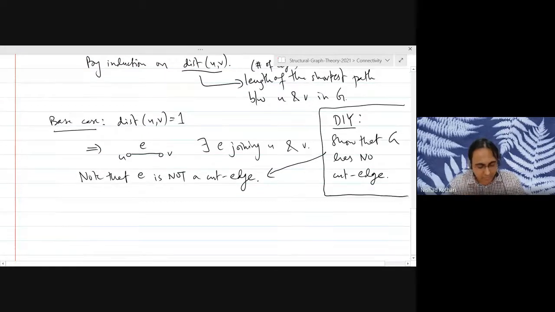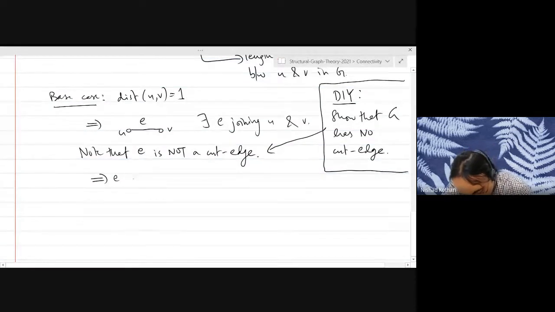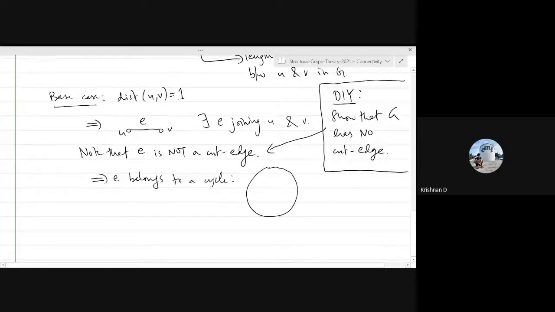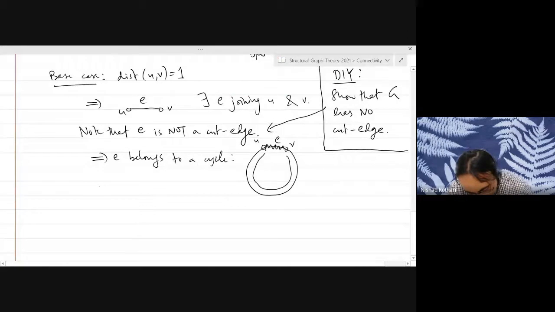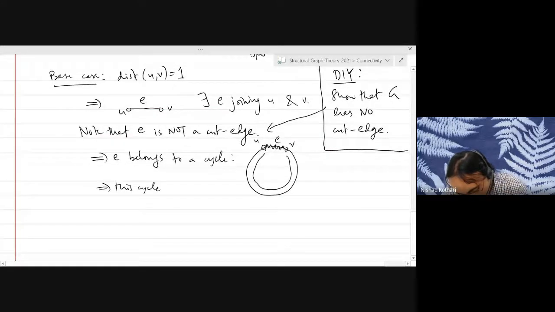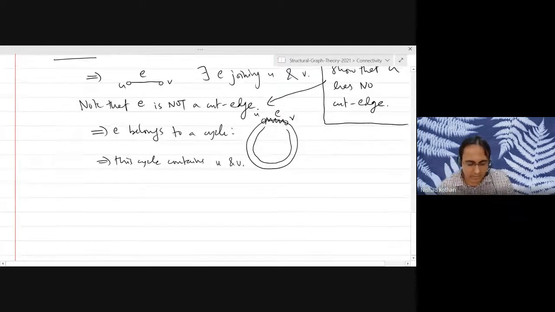Right. So what you can do is say that because E is not a cut edge, E belongs to a cycle. That's one way to finish it. And if you have a cycle containing the two vertices, this is one path and this is the other path, so we are done. This cycle contains U and V. So this is the base case.